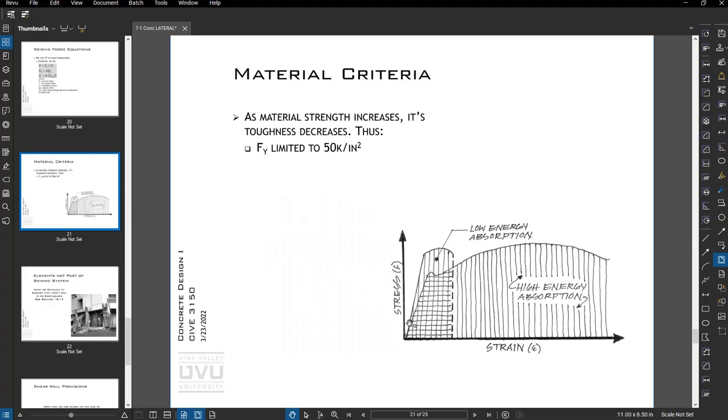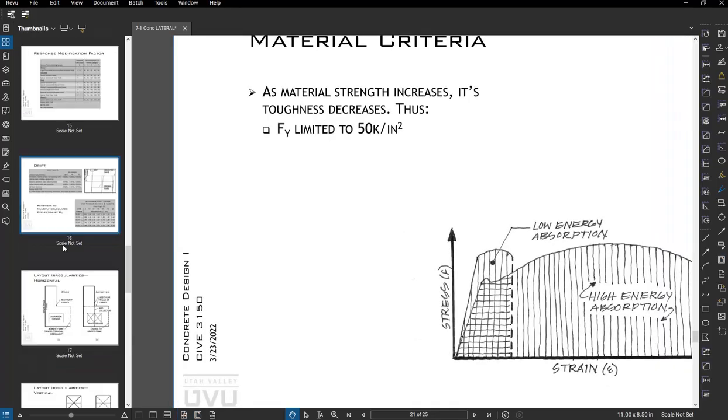If we remain in the elastic region, that's cool for wind, and what we really want to do. But in seismic, when we divide by 8, our force is super low, but we need to make sure our materials and our configuration can yield and absorb energy. So when you plot stress versus strain, the area under the curve is the energy. That's an important aspect of this whole deal.